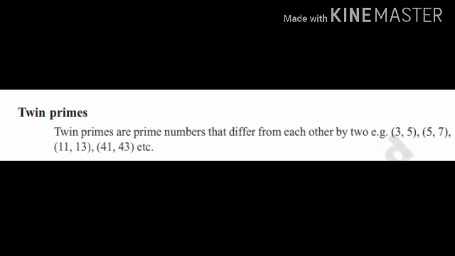Next, the definition of twin primes. Twin primes are pairs of primes that differ from each other by 2. That means the difference of any two such prime numbers is 2. Such a pair is called twin primes. Example, 3 and 5, 5 and 7, 11 and 13, 41 and 43, etc.